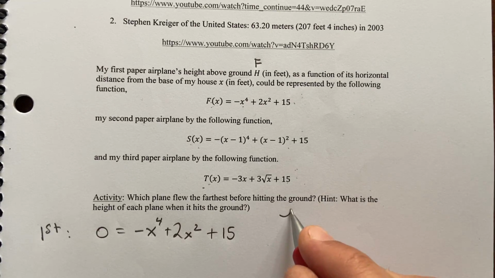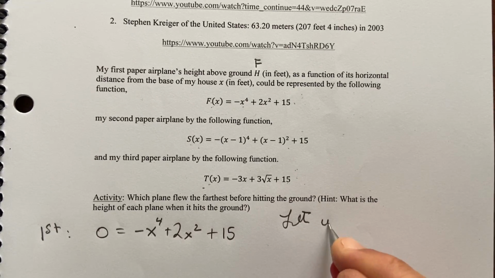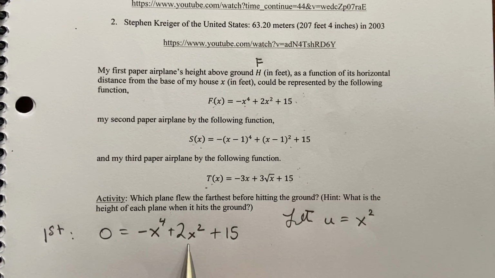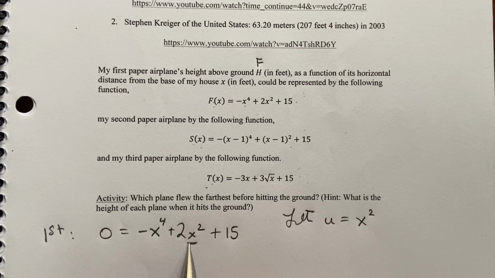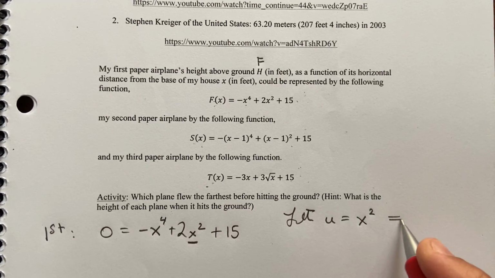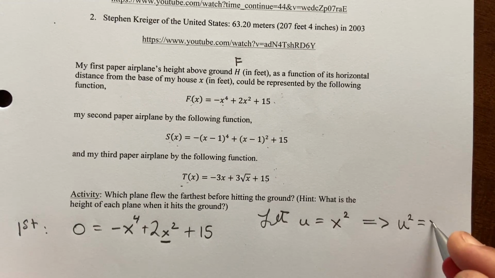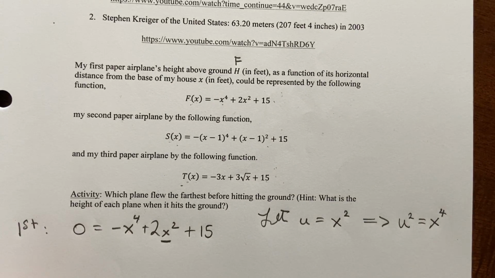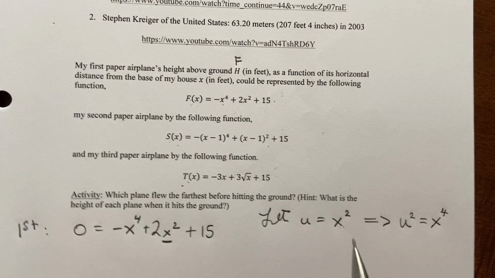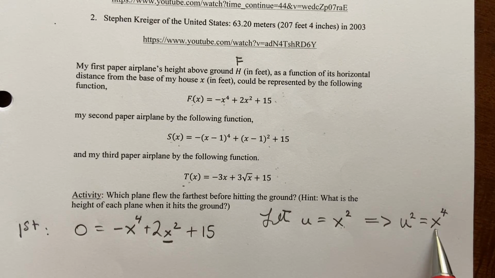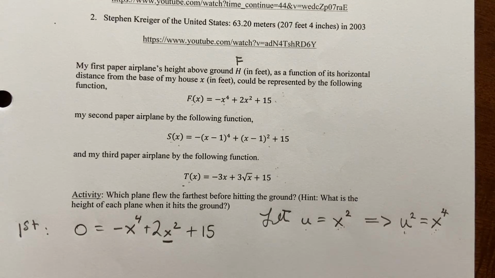So what we tend to do is we let u represent x squared in this case. So basically u is always going to come in for this middle variable. If u equals x squared, then that would mean u squared would equal x to the fourth, if you just square both sides here. So that tells me a way of substituting out x to the fourth. So where I have x to the fourth, I now can write u squared. Where I have x squared, I can now write u.